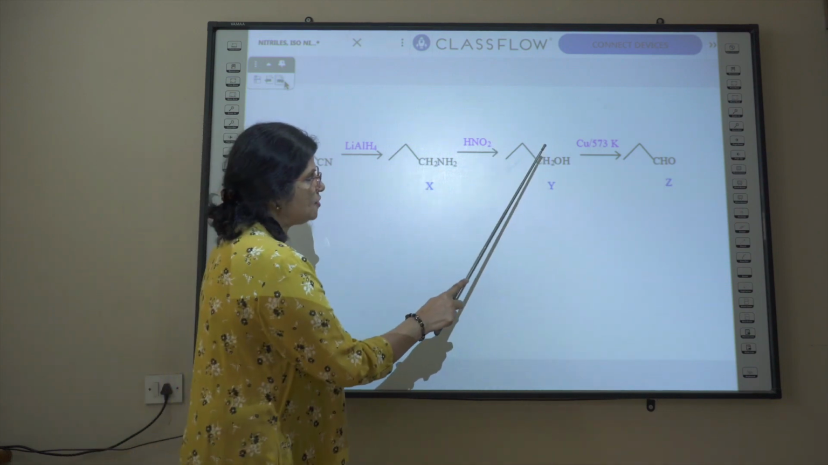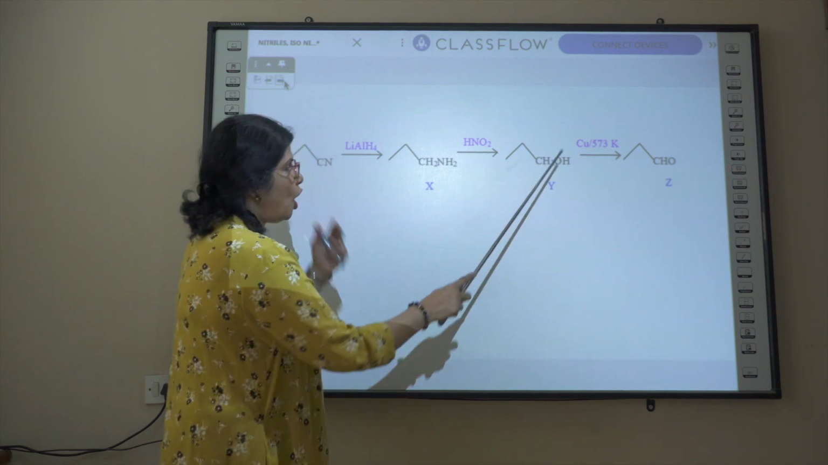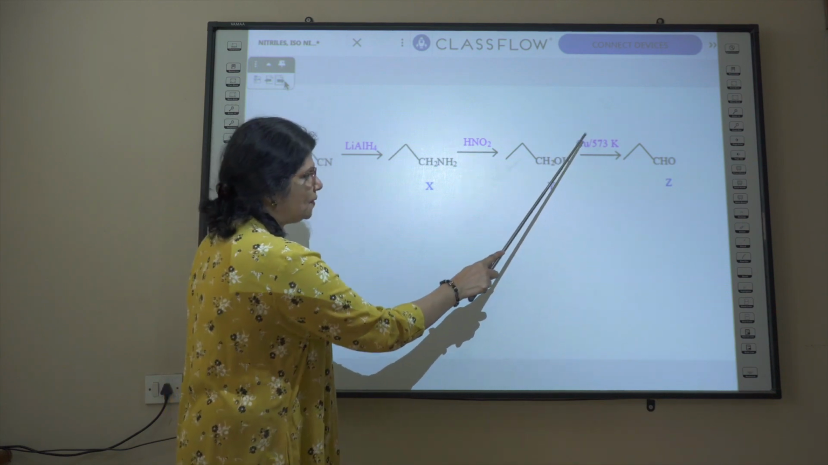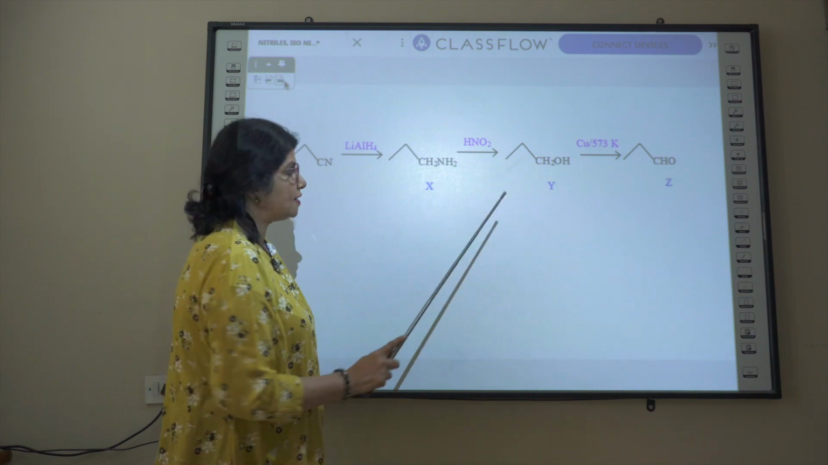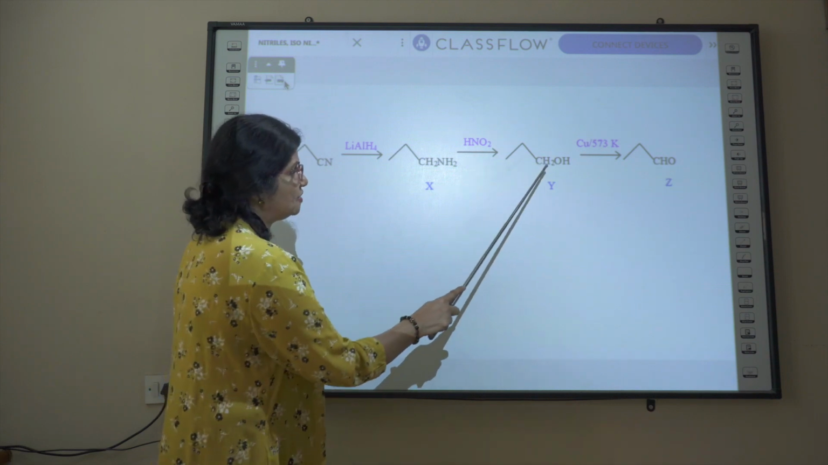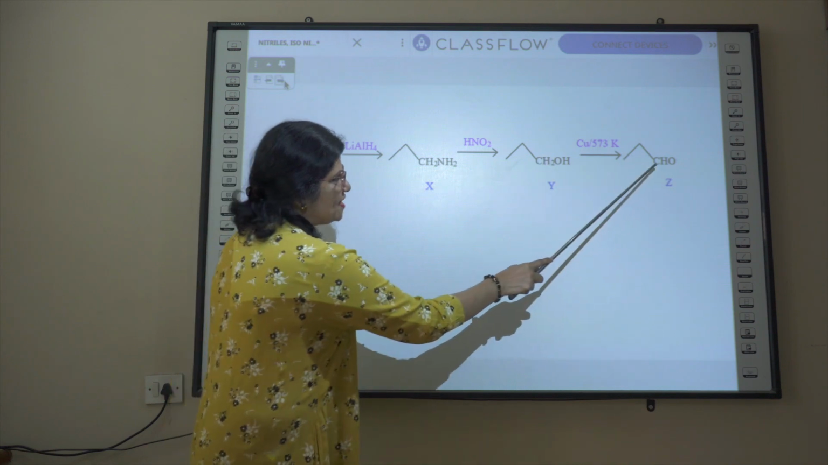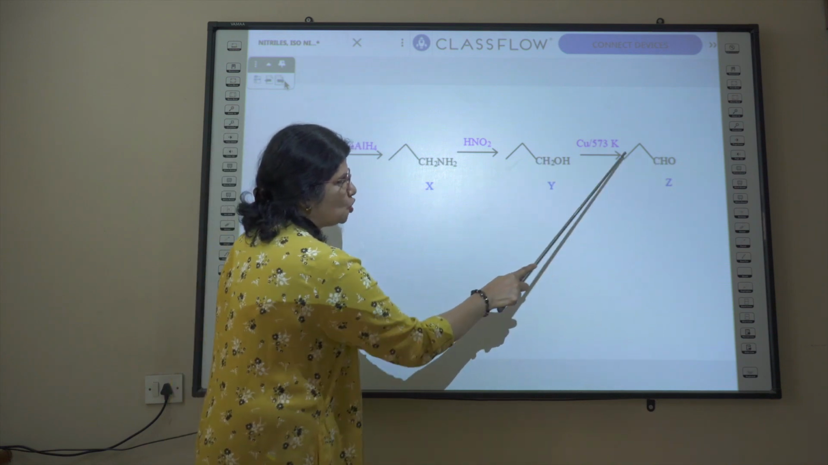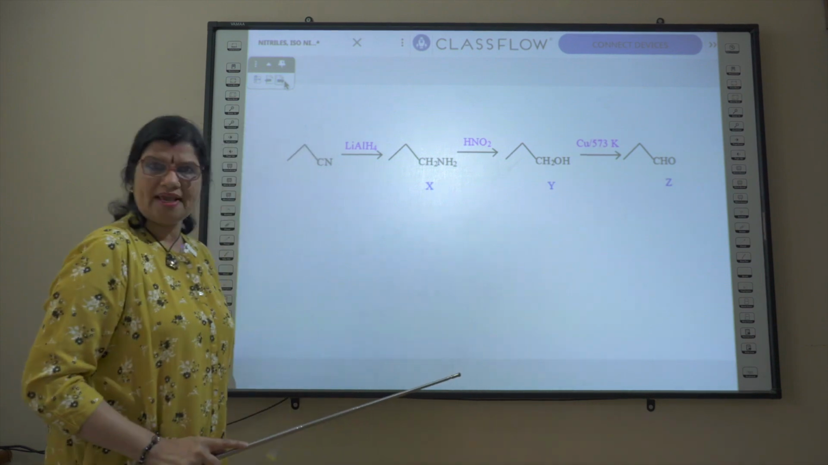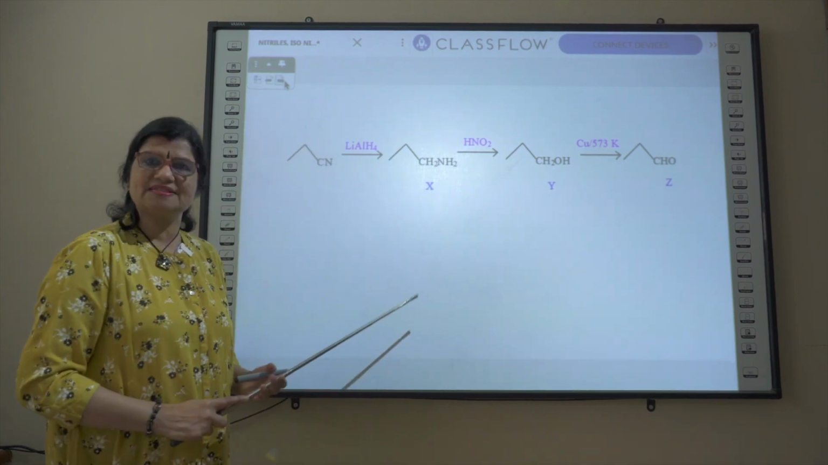The propan 1-ol is a primary alcohol on subjecting to reaction with copper at this temperature will undergo dehydrogenation. So 2 hydrogen atoms are lost, which will result in the formation of an aldehyde CHO, propanal. Okay, so propanal is the identity of Z.